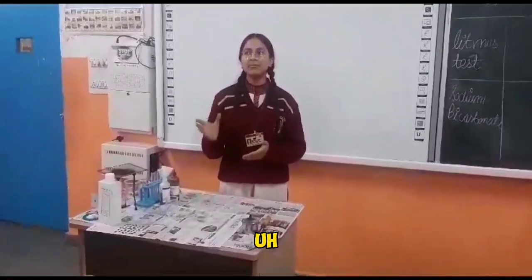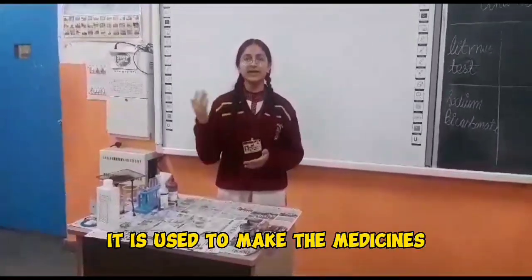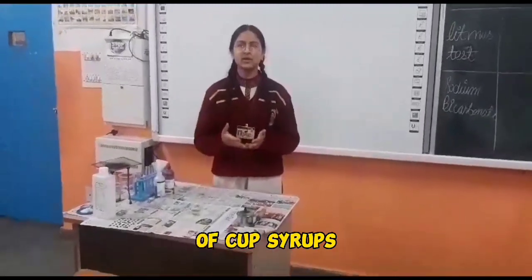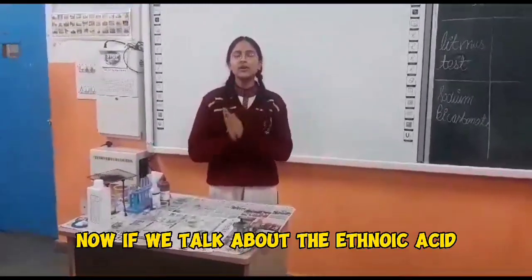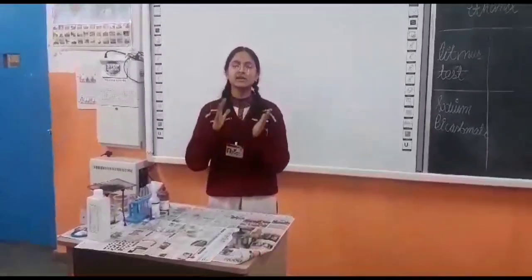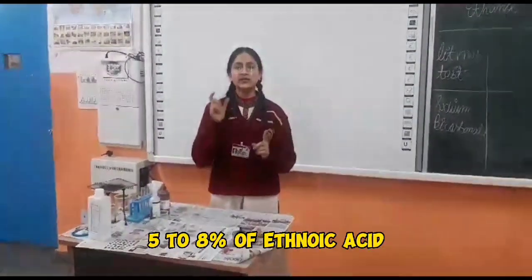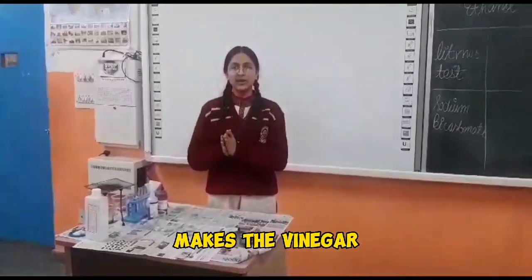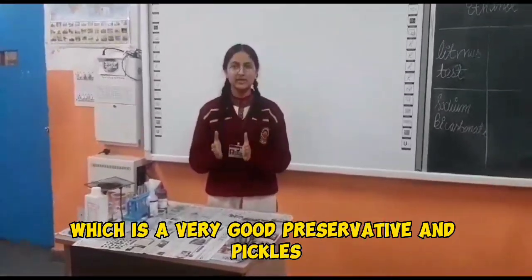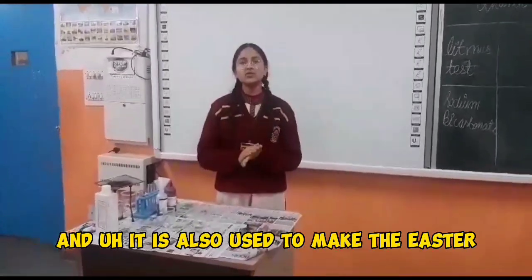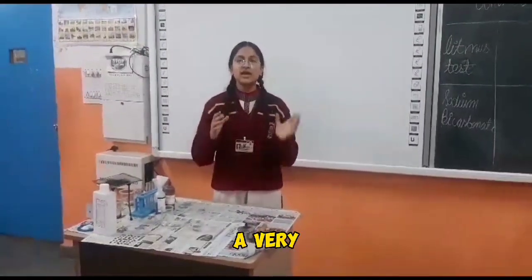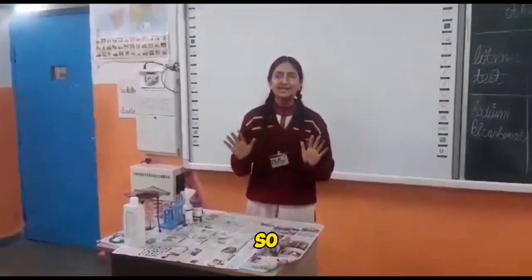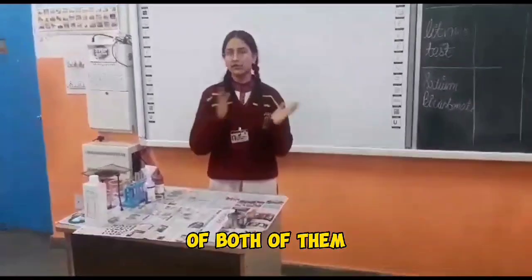One more application is that it is used to make medicines, as it is a very good solvent, like in making cough syrups. Now, if we talk about ethanoic acid, 5 to 8% ethanoic acid in water makes vinegar, which is a very good preservative in pickles. It is also used to make esters, which are sweet-smelling compounds used in making perfumes. So that was all about the properties of both of them.